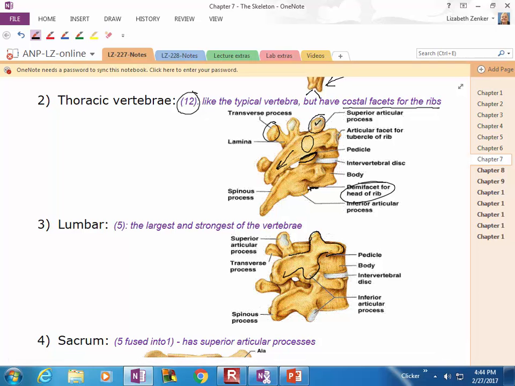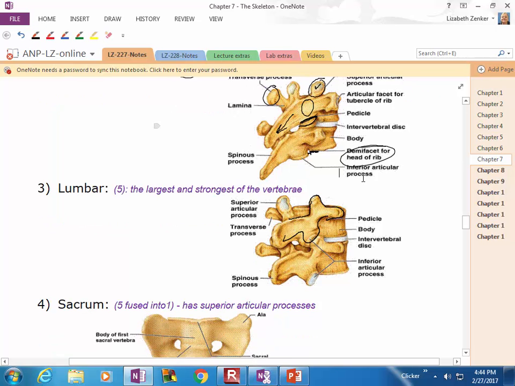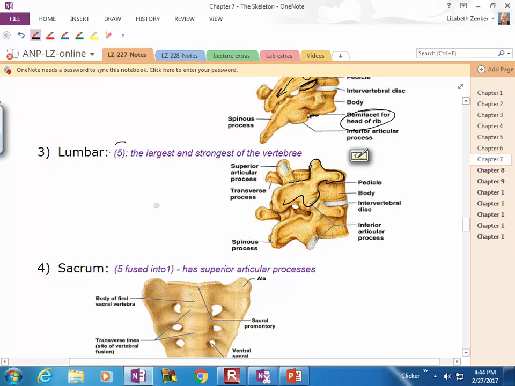Let's see, in the lumbar region, okay, so this is the largest and strongest of the vertebra, and you typically will have 5 lumbar vertebrae.